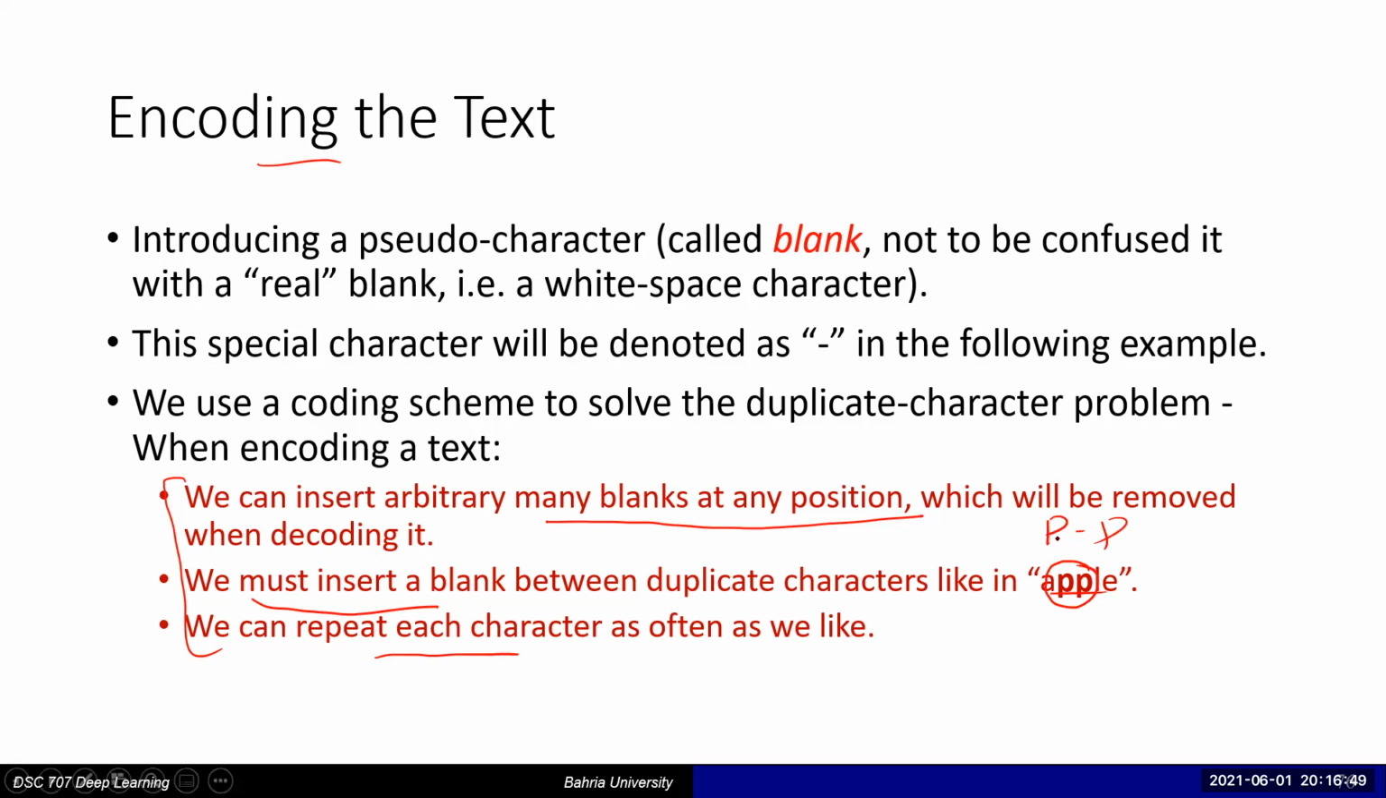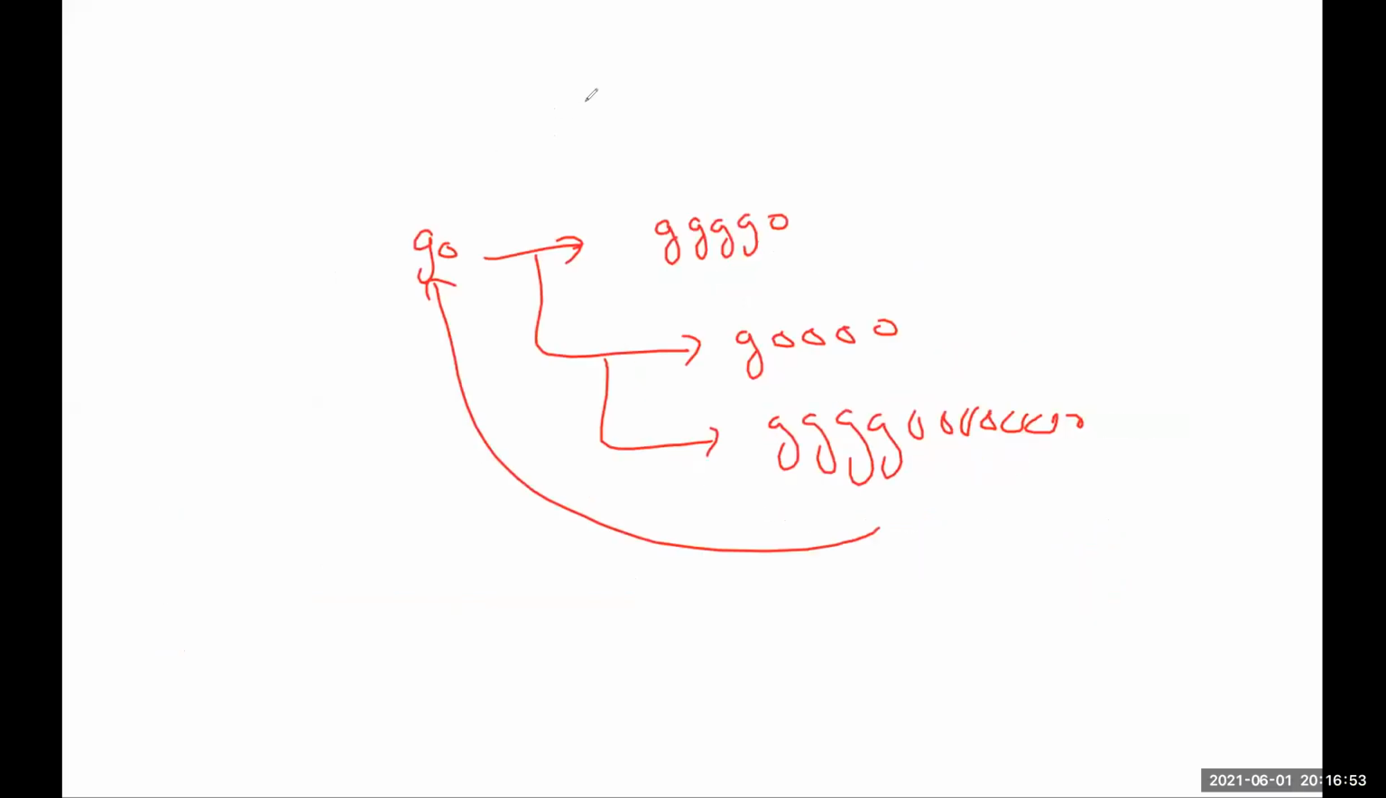Okay. Now, in order to understand it, let's see one more example. Suppose I have to encode the word to. So what are the possible encodings? One possible encoding is maybe this. Okay. If you decode it, you get back this. Another possible encoding is maybe this. Another possible encoding is even this. If you decode it, you get back the same thing.